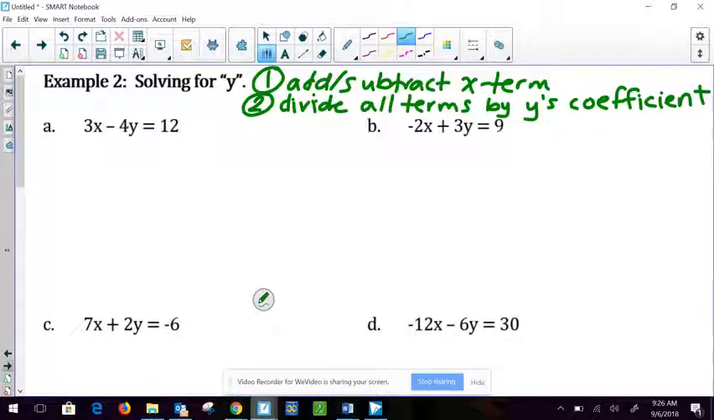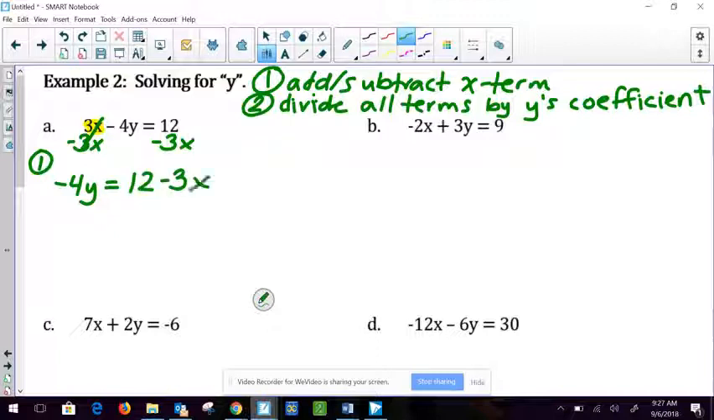So if we start with letter A, we have 3x minus 4y is equal to 12. Step 1 tells us we need to add or subtract our x term. So if we look at just the x term, does everybody see how that x term is positive? So to move it to the other side, we're actually going to start by subtracting it. So minus 3x and minus 3x. When I do that, I've now officially moved that x term to the other side. What I'm left with is a negative 4y is equal to 12 minus 3x.